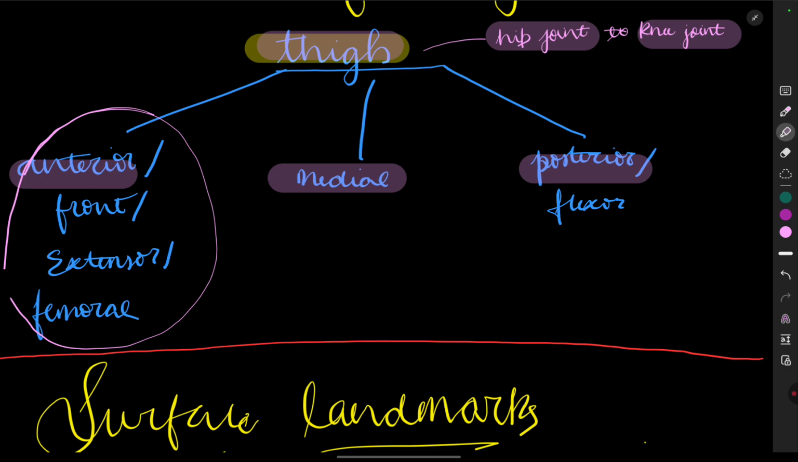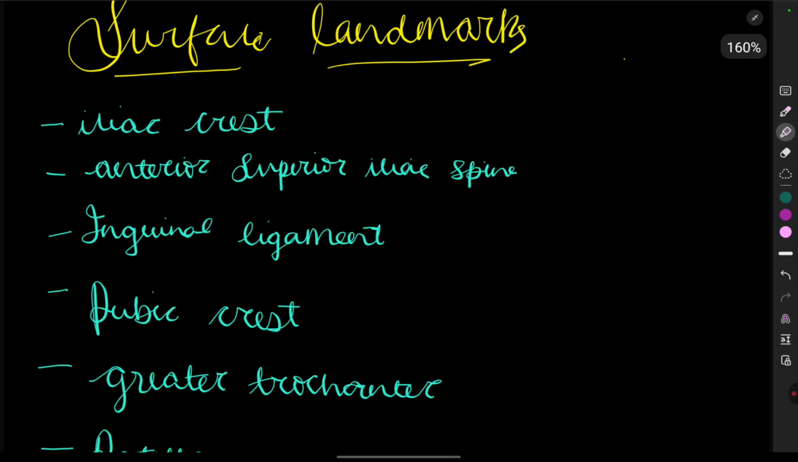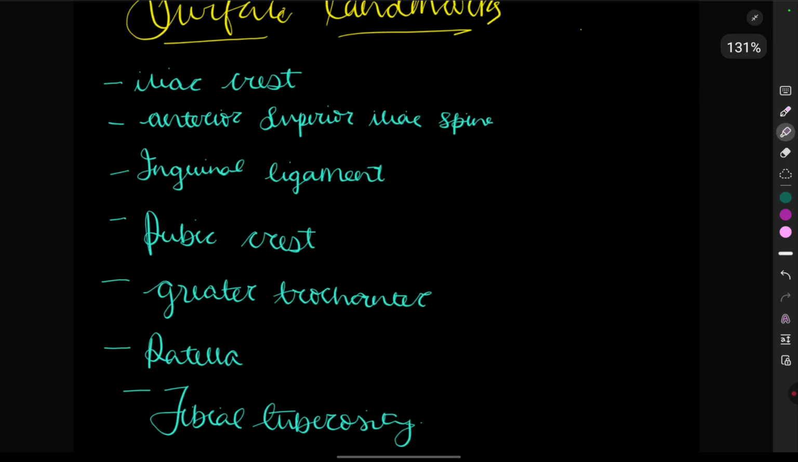It is also called the front of the thigh, or the extensor compartment of the thigh, or the femoral compartment of the thigh. So we are going to see the surface landmarks first. We are not going to go in depth because it is not of great importance, but we just have to know the basics, right? So we are going to see what all the surface landmarks are.